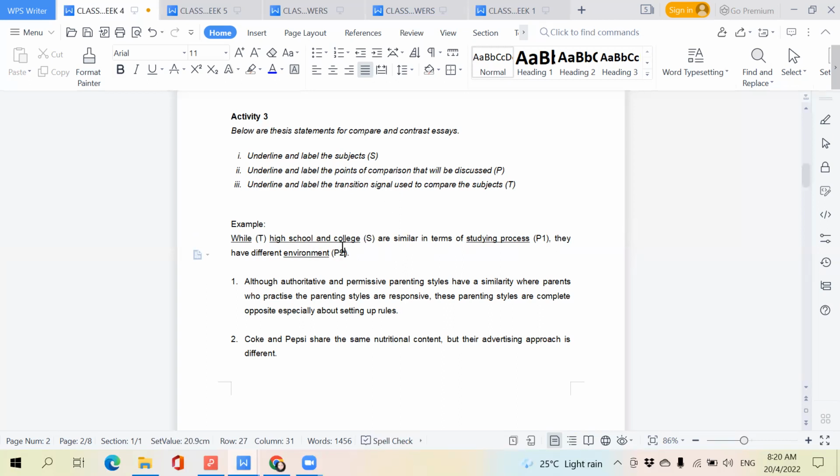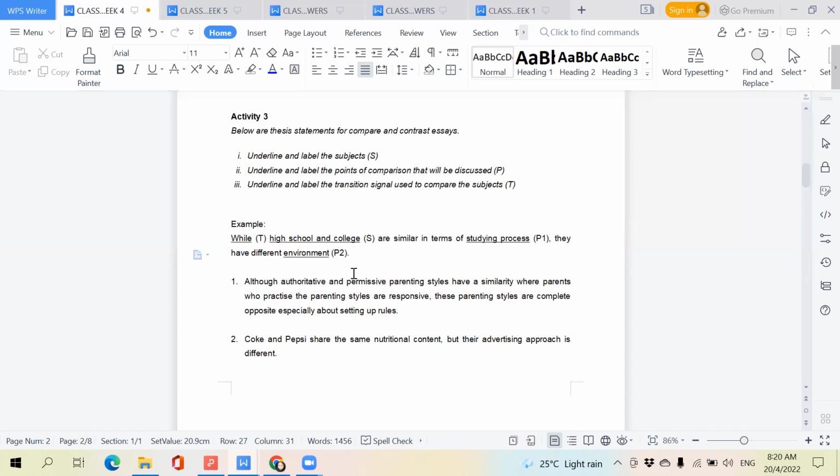So when you write your thesis statement later on, this is how your thesis statement should look. It's simple yet effective. All right. So make sure all of these 3 components are there: the transition signal, the subjects, and the points of comparison, P1 and P2.